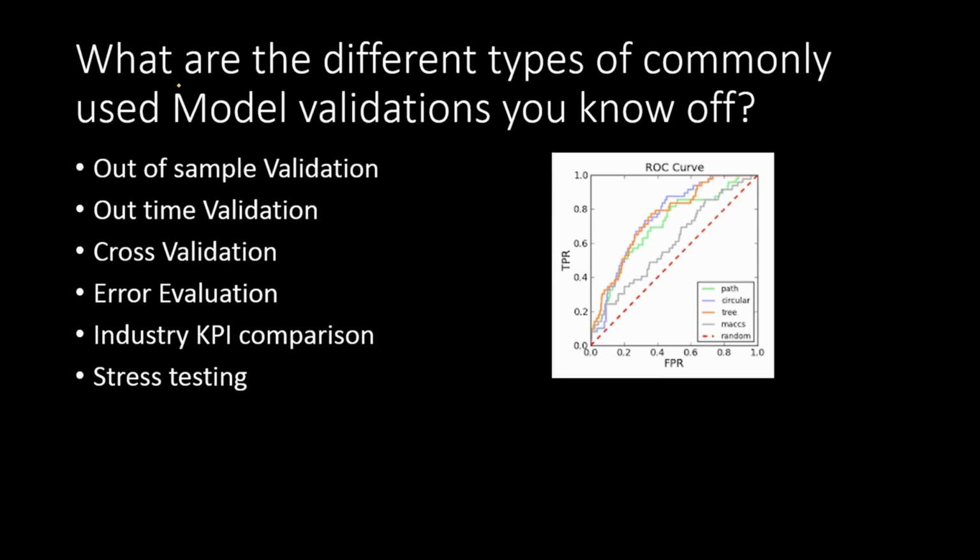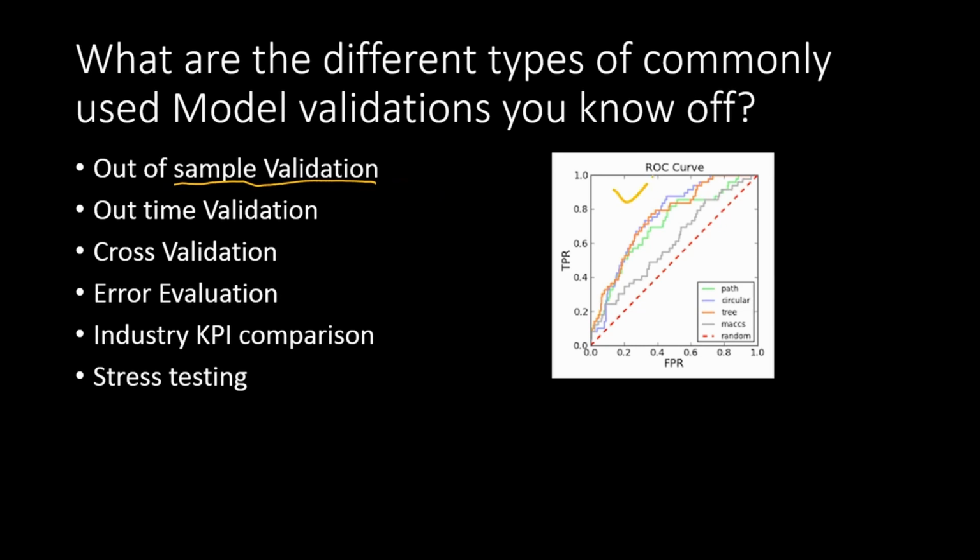The often asked question in interviews is, what are the different types of commonly used model validation you know of? Well, there are several types of model validations people use in industry, but some of the commonly used model validation techniques are out of sample validation. So you take a different set of sample observations to test a model to see if the model is working fine, and that's known as out of sample model validation.